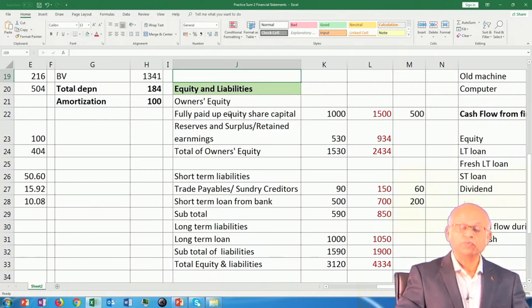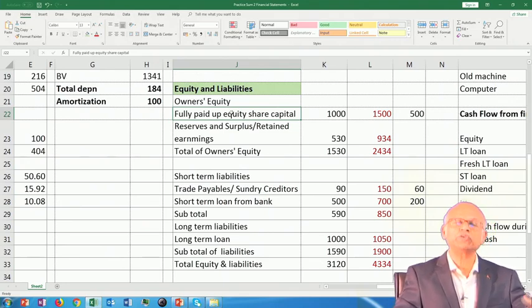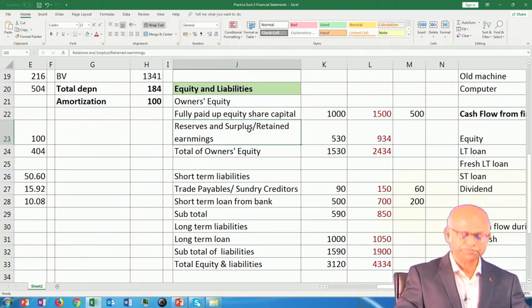Owner's equity. Two components make up owner's equity. One is fully paid up share capital, that means owners have brought money to the company. So, this is a source of money, coming from the owners. Second one is reserves and surplus, which is the retained profit coming from your profit and loss account every year. This is an accumulation of the surpluses that the company has been generating over the years.